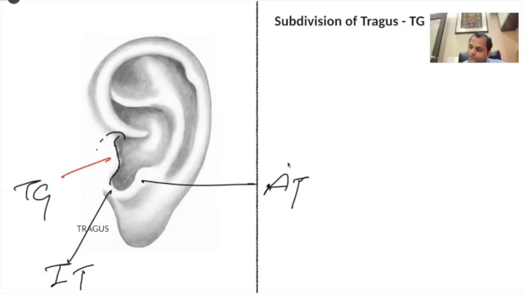Now this tragus can be subdivided in multiple parts. This anti-tragus also can be subdivided in multiple parts. So tragus को भी हम मल्टीपल पार्ट में डिवाइड कर सकते हैं और एंटी ट्रैगस को भी हम मल्टीपल पार्ट्स में डिवाइड कर सकते हैं.